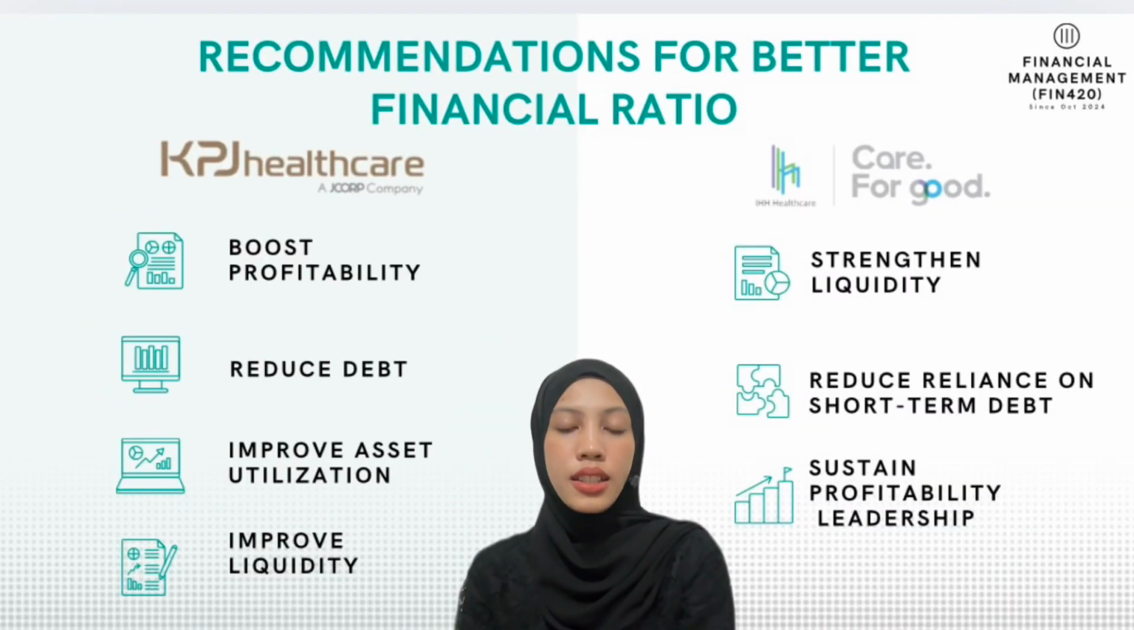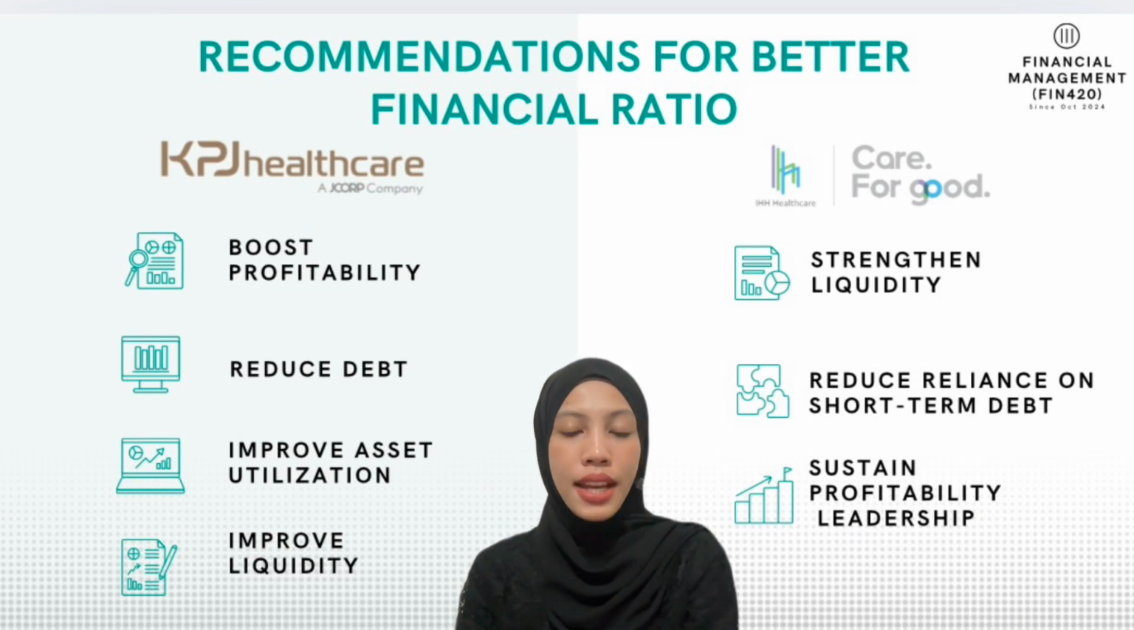Next is to strengthen liquidity. First, improve current and quick ratios by maintaining a better balance of short-term assets and liabilities. Second, maintain higher levels of short-term cash or marketable securities to improve liquidity ratios. Besides that, reduce reliance on short-term debt. First, use cash flows to pay down high-interest loans. Second, build a stronger cash flow forecasting system to manage short-term liabilities efficiently.